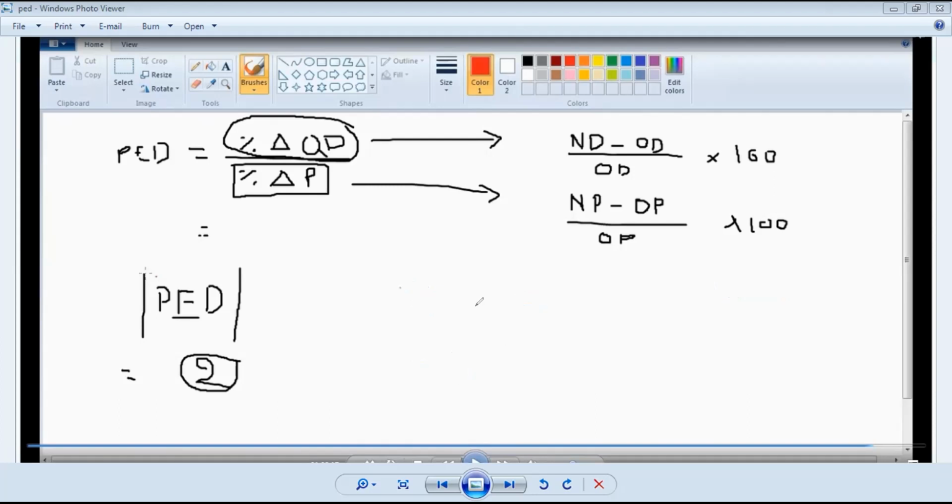Oh, got it. So you can write it down somewhere, because this is very important. If the absolute value of PED is between 0 to 1, it is inelastic. And if the PED is greater than 1, then it is elastic. This is very important. You better write it down somewhere.